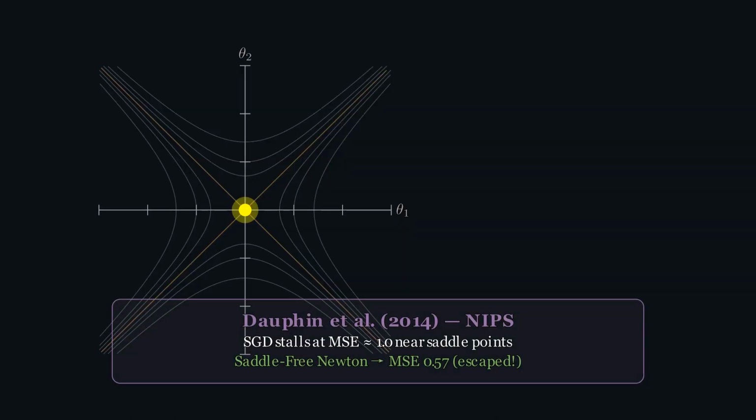In 2014, Dauphin and colleagues showed this experimentally. Standard SGD stalled at a loss of about 1.0 near saddle points. Their saddle-free Newton method escaped, reaching a loss of 0.57. The good news, for modern deep networks, SGD's built-in noise is usually enough to escape saddle points on its own.